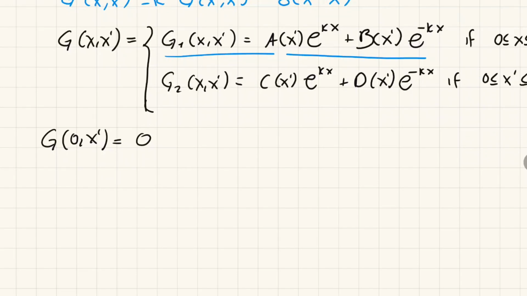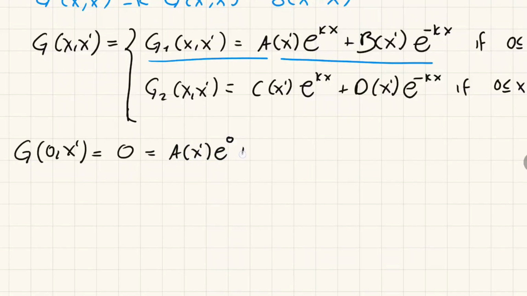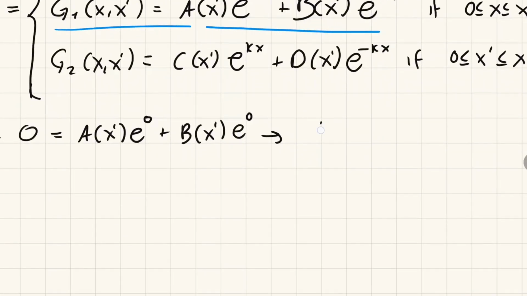So if we make use of this condition, we are going to get here that a of x prime e to the 0 plus b of x prime e to the 0 is equal to 0. And this gives us that b of x prime is equal to negative a of x prime.